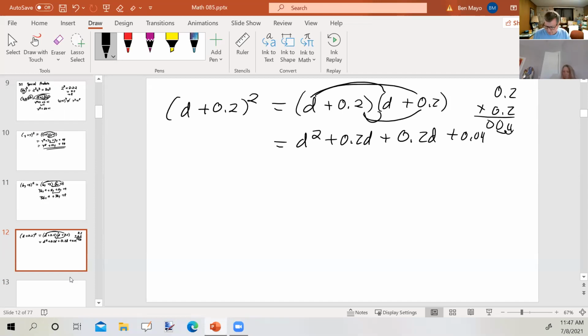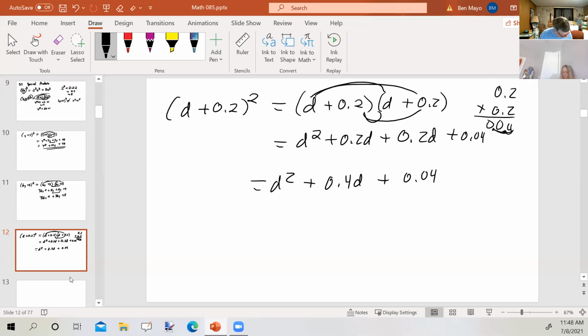Not 0.4. Remember, we move the decimal over 1, 2 places. So then we get d squared plus 0.2 plus 0.2 is 0.4, d plus 0.04. Okay.